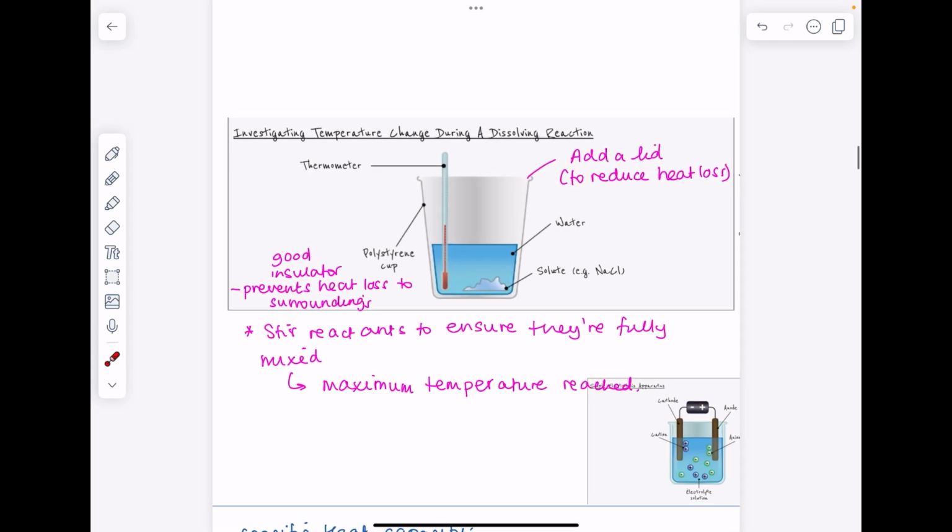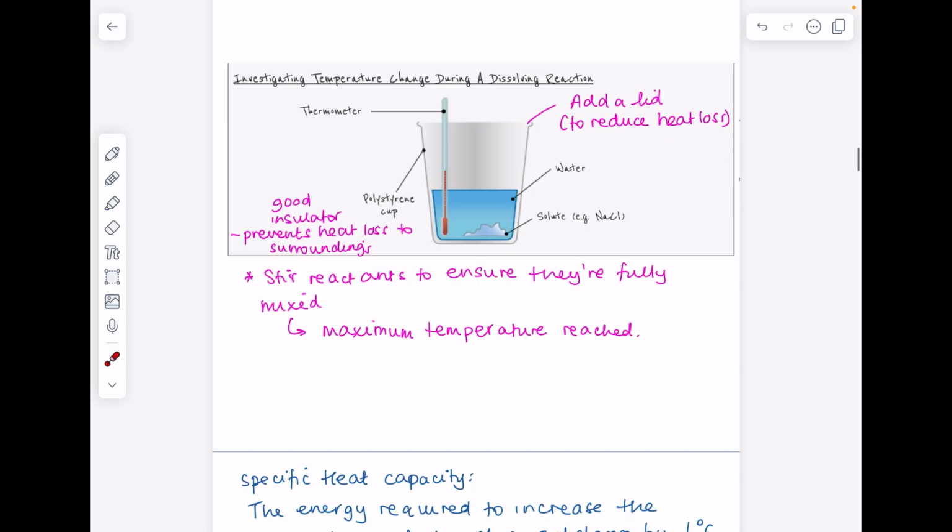This is a really typical setup. So here we're adding sodium chloride to water. We've got a polystyrene cup which is acting as a good insulator, and that's going to prevent heat loss to the surroundings. We might choose to add a lid again to further reduce heat loss. When we add the two substances together, we'll want to stir to ensure that they're fully mixed so that a maximum temperature can occur. But the best thing to do here is to look at past paper questions.